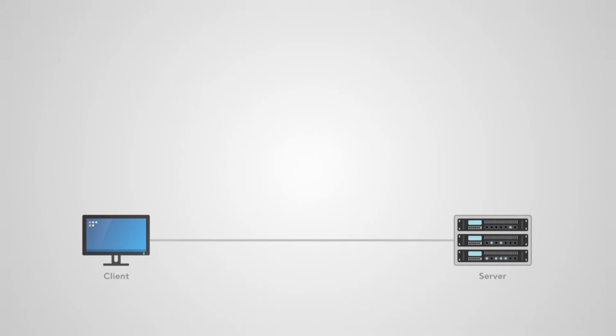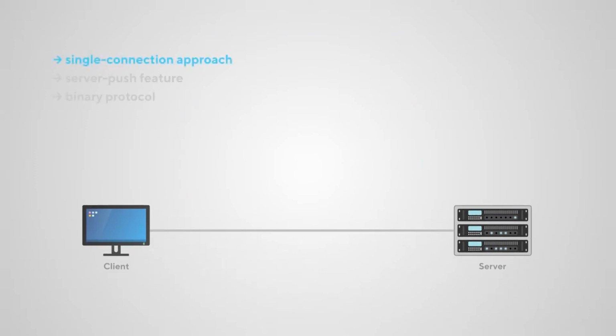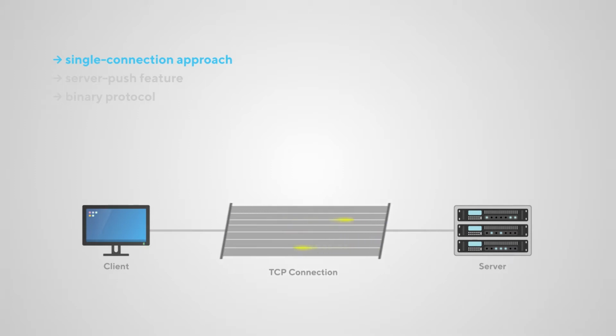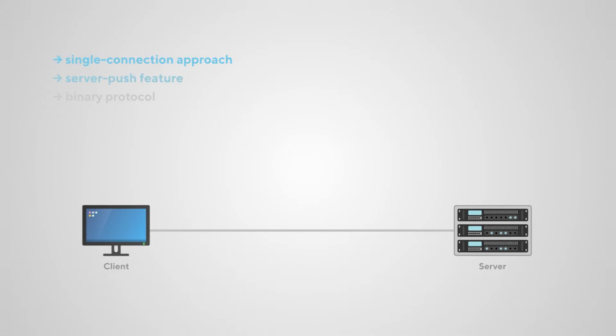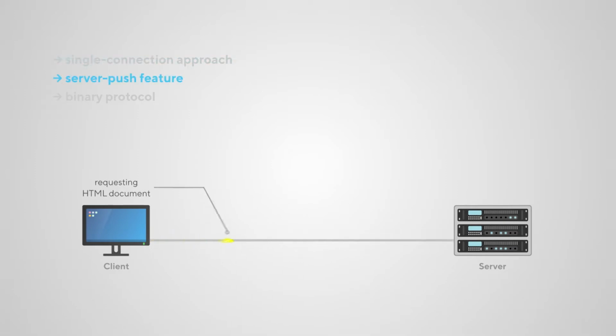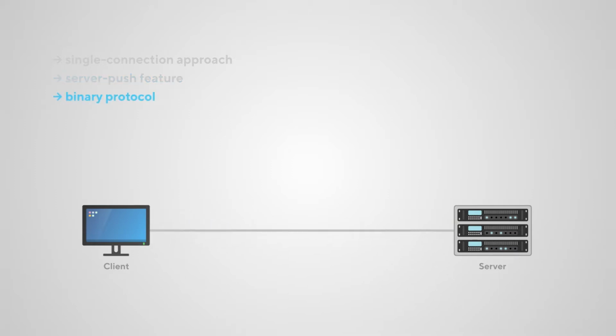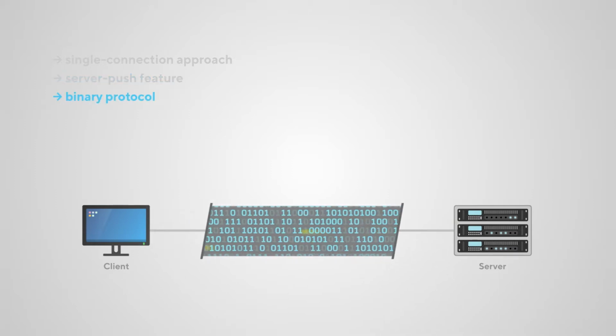This is achieved by a number of innovations, like the single connection approach. All communication is performed over a single TCP connection that can carry any number of communication streams. This reduces connection overhead. Next, HTTP2 supports the so-called server push feature. It allows a server to push resources to the client without an explicit request from the client. And HTTP2 is a binary protocol, hence it is not human-readable, but significantly more efficient and robust.